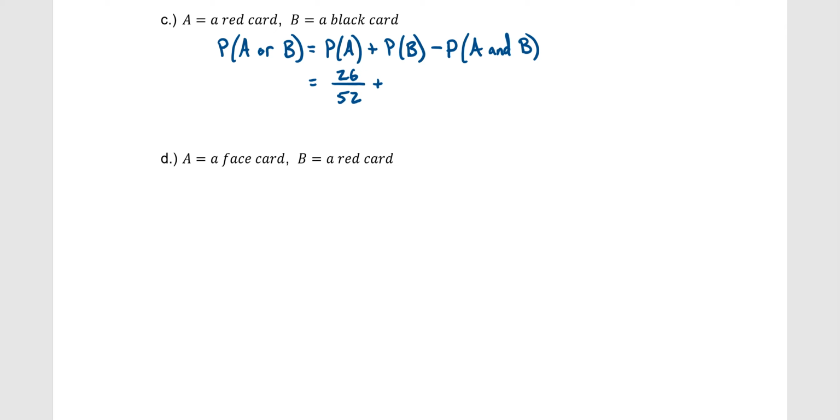So there are 26 black cards out of 52 total, minus a card that is both black and red. No cards are both black and red. These are mutually exclusive, so that probability is going to be 0. So adding these up, we get 52 over 52, which ends up just being 1. So since that's 1, that means it must happen. That's because all 52 cards are either red or they are black.